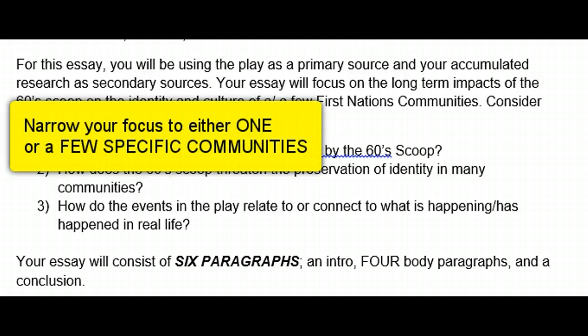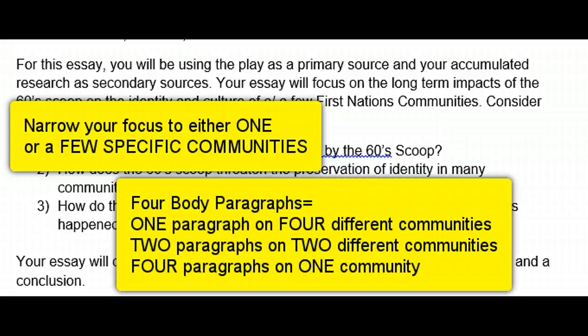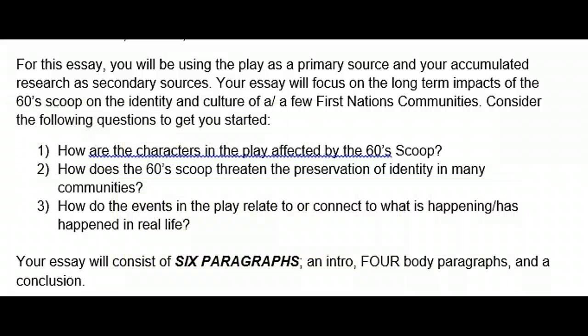So you're going to have to either select one specific First Nations community or pick up to 4 because you have 4 body paragraphs. Okay, so it's up to you if you want to just do one community or if you want to have one paragraph focused on a different community, or do 2 paragraphs focused on one community and 2 on the other. It's completely up to you how many communities you want to focus on, but you will have to narrow your focus down a little bit to either one or a few communities.